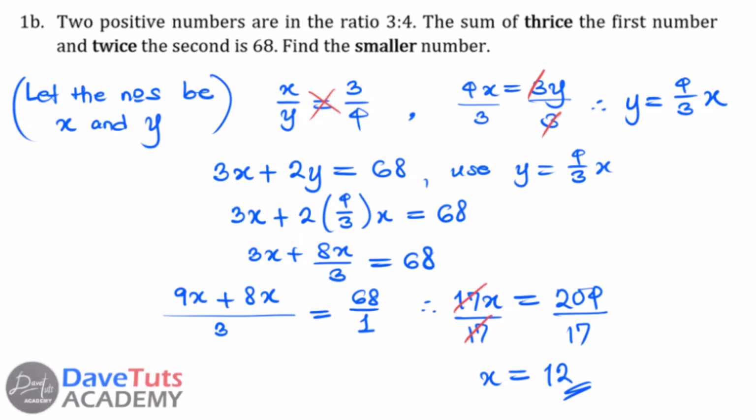Now if I still want to find the value of y, I can use this to say that y will be 4 over 3 x, and of course 3 will cut that x, so it will be 4 times 4, which is 16. So I can just say y is 16. But for this case, I don't need that. I'm only asked to find the smaller number, which is 12, and then the answer is out, done and dusted. I don't need to waste my time.